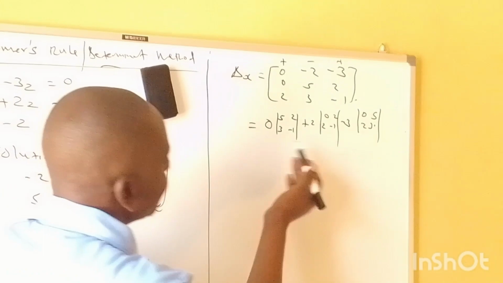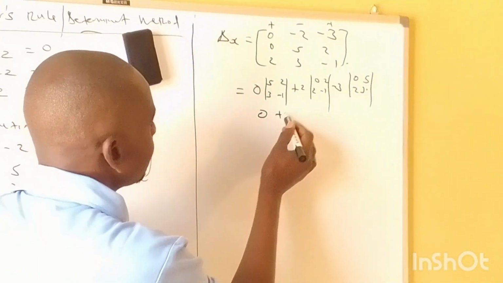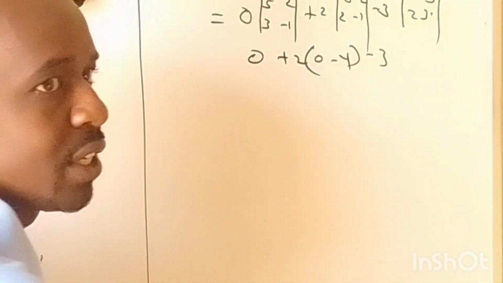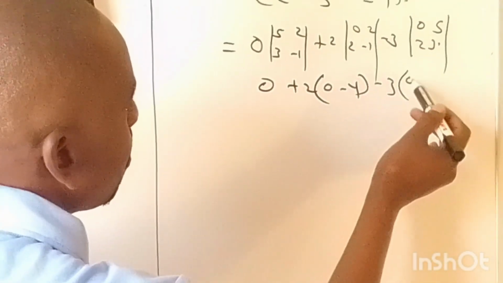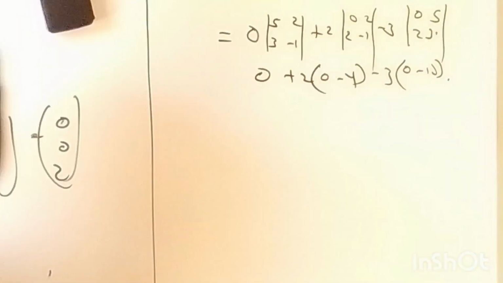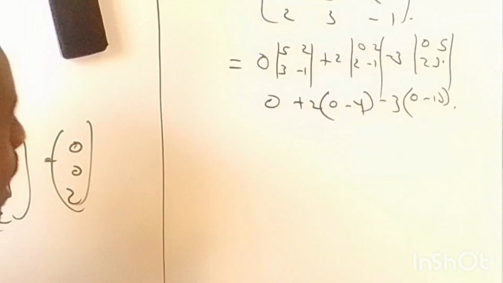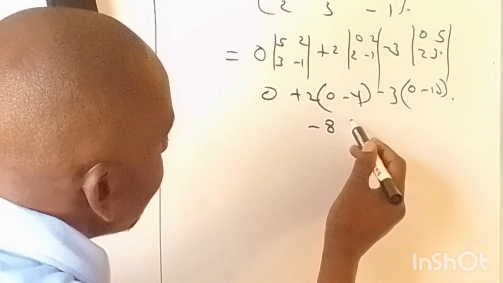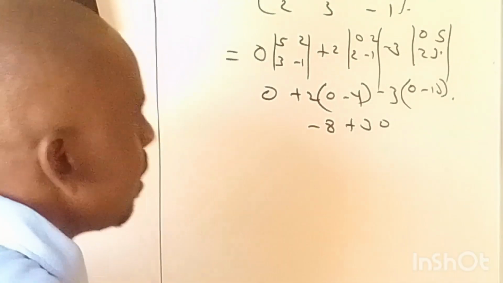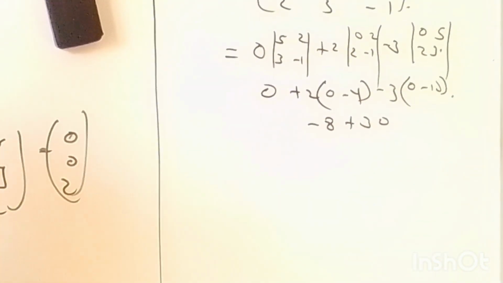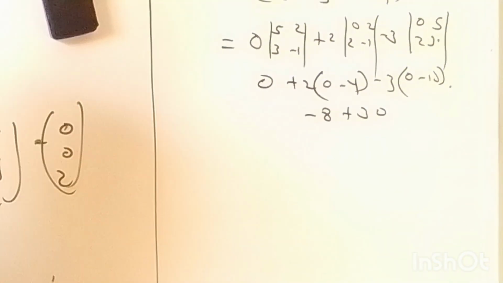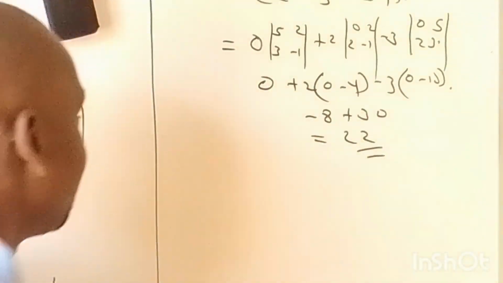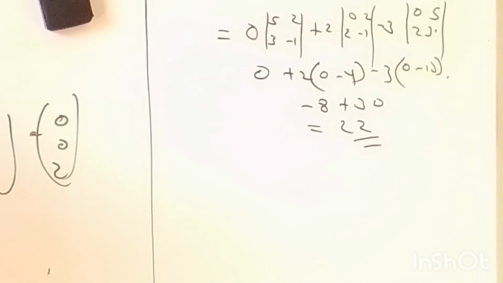So can we now get a 0 multiplied by a number? We are going to get 0 plus 2. This is also 0 minus 4. As you can see, this is also negative 3. The determinant of this matrix is 0 minus 10. So what is the determinant of x? That is now negative 8 plus 30. I mean, you can see negative 3 multiplied by negative 10, we get positive 30. And this one we get 22, which is positive. That is the determinant of x.